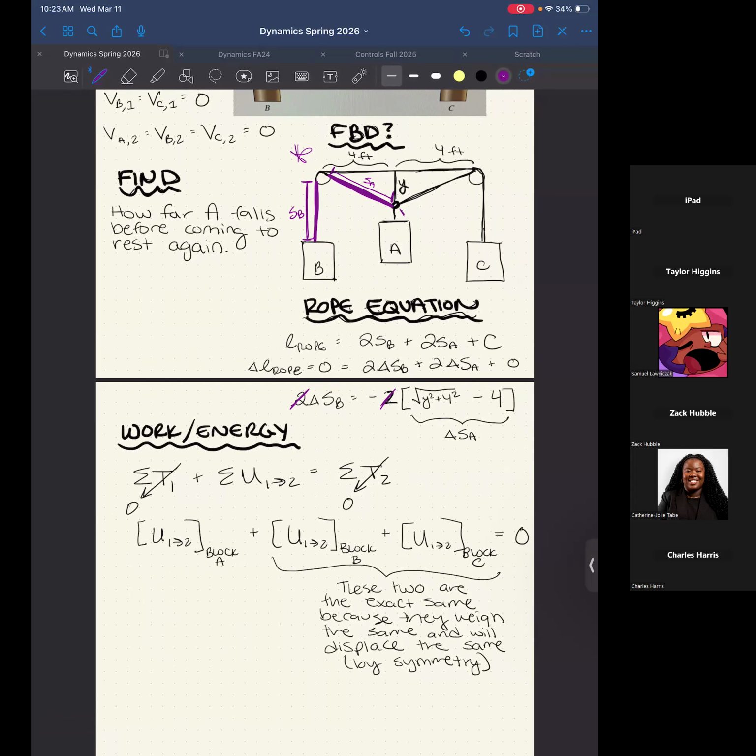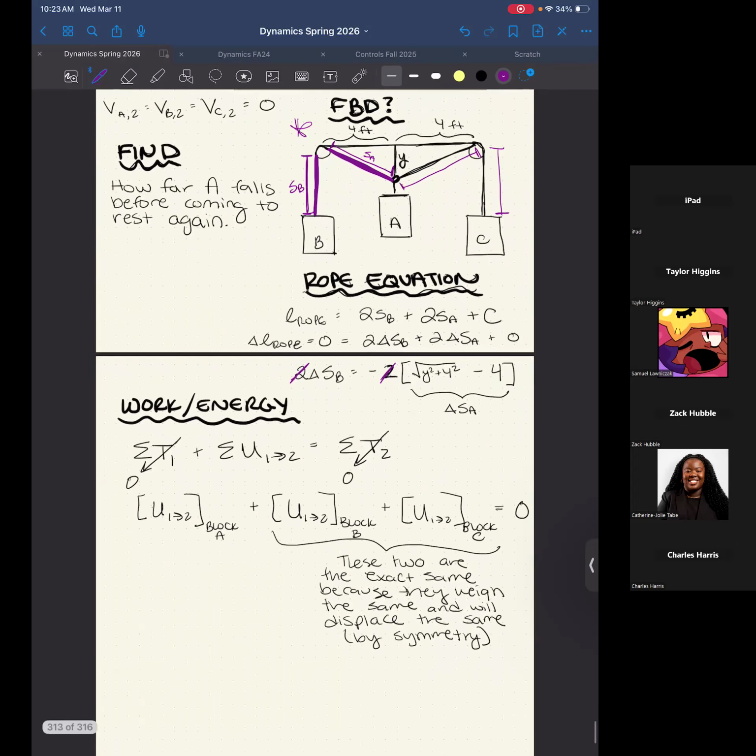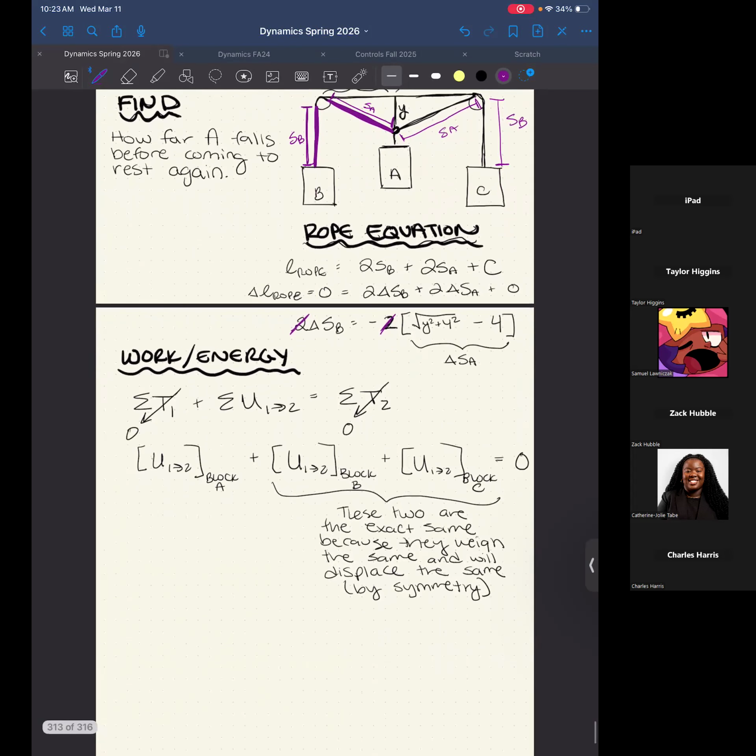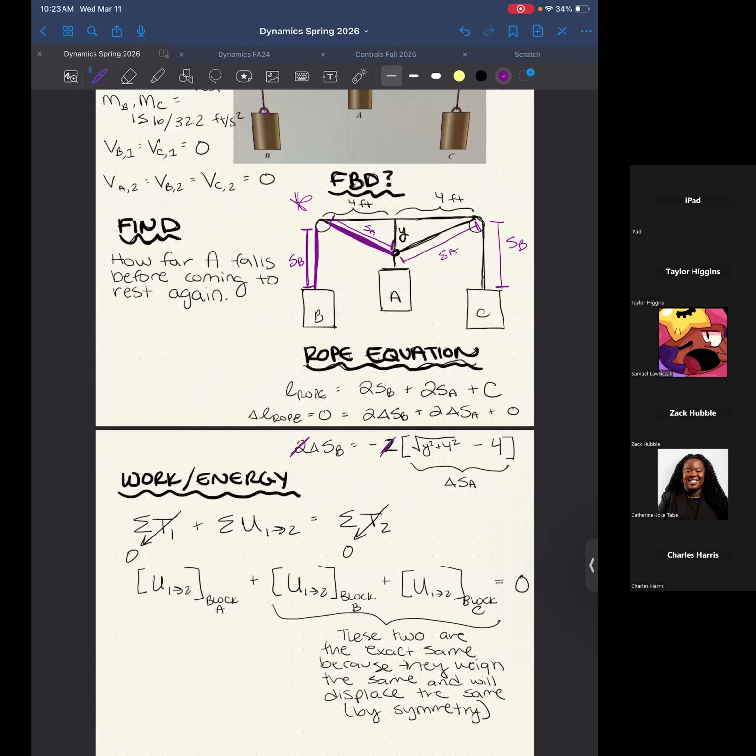Okay, but we're trying to write an equation for the length of the rope, right? And because this thing is perfectly symmetric, however much B goes up or down, C will go up or down that same amount. So if you wanted to write the rope equation the way that Micah suggested, you could write it as this entire rope is 2 S_B lengths, one connected to block B, one connected to block C, plus 2 S_A lengths, one on either side of A. So we can write it like this.